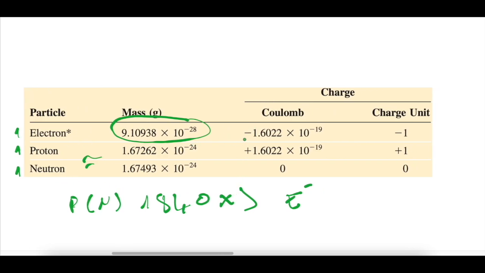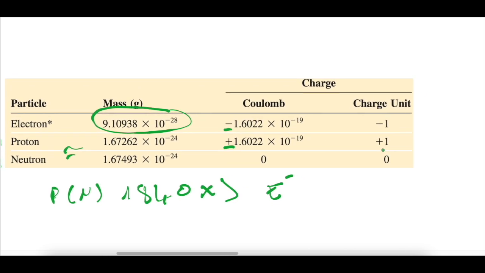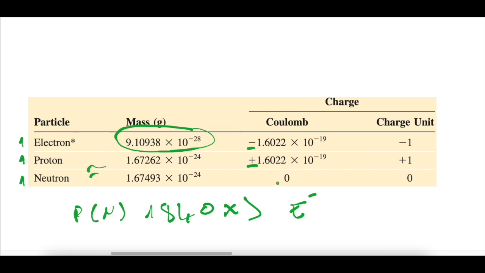Also, the charge of the electron is exactly the same as the charge of the proton in magnitude, but they are opposite in sign, because the proton is positively charged and the electron is negatively charged. The same thing applies to their relative charge. The proton bears a relative charge of +1, and the electron has a relative charge of -1, while a neutron has no charge.